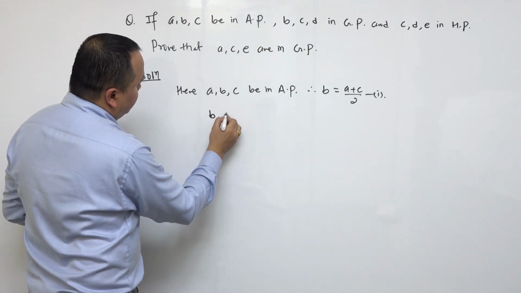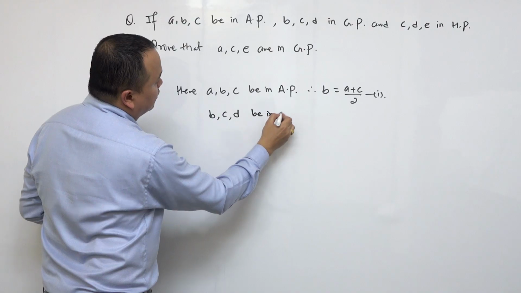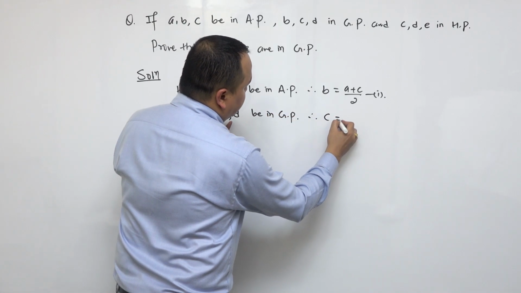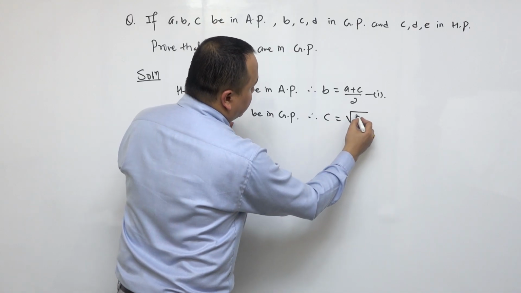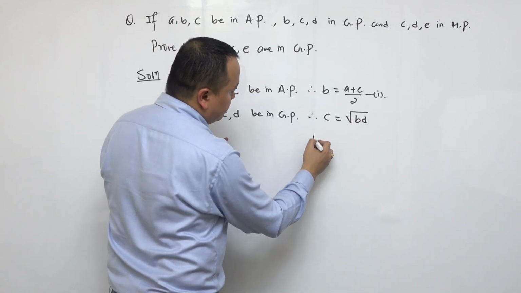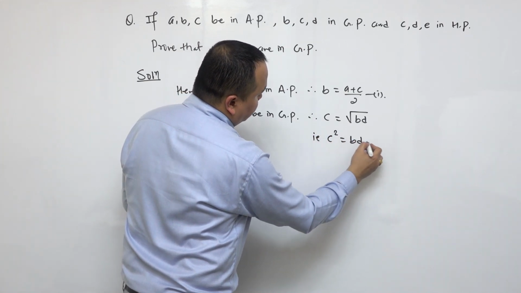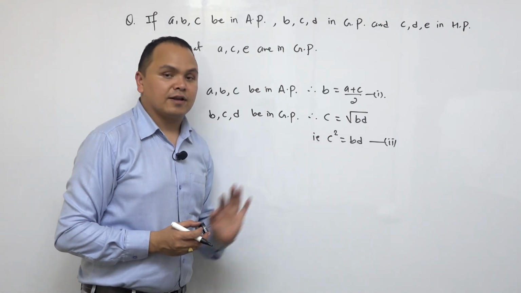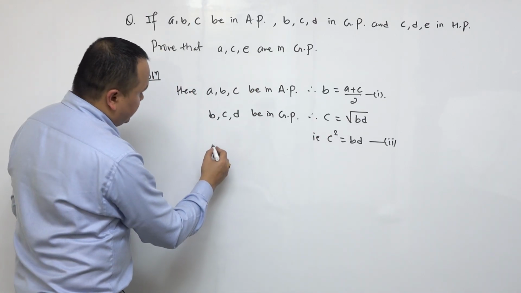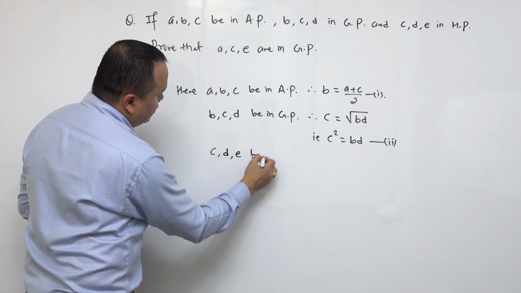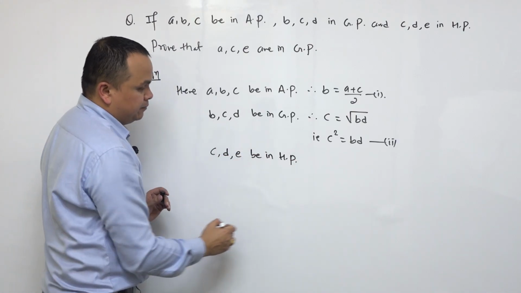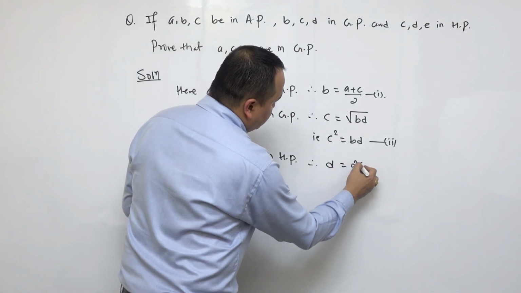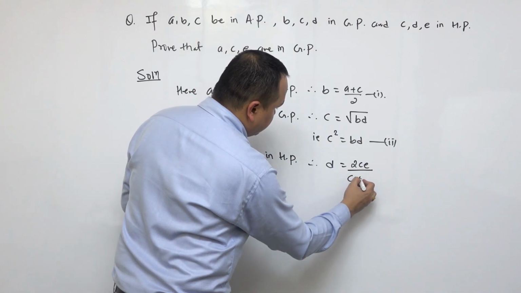Similarly, b, c, d be in GP. Therefore, the middle term c is equal to root over bd. That is, c square is equal to bd. Squaring on both sides, the square has come. Similarly, c, d, e being HP, therefore d is equal to 2c divided by (c plus e).